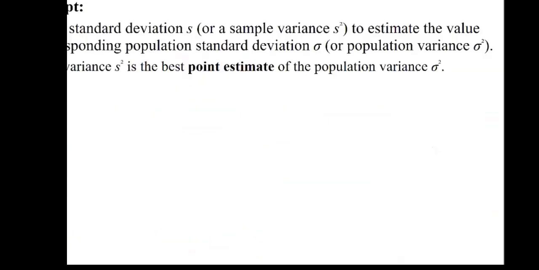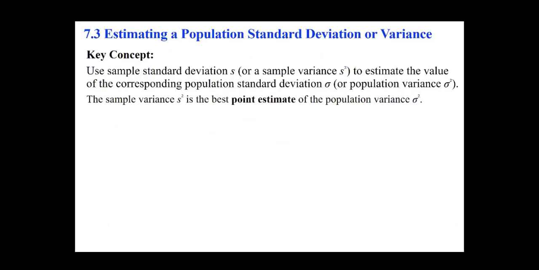Now, estimating a population standard deviation or variance: use sample standard deviation or sample variance to estimate the value of the corresponding population standard deviation, sigma, or population variance, sigma squared. Remember, p hat for p, x bar for mu, s for sigma, s squared for sigma squared. The sample variance s squared is the point estimate of the population variance sigma squared.